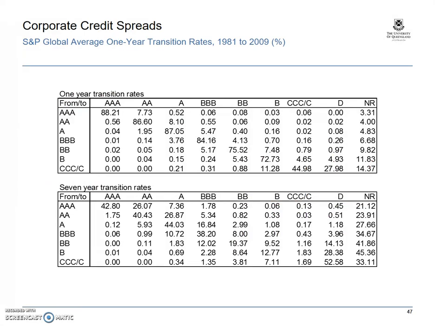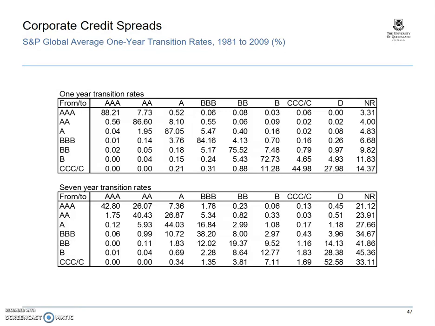Now these tables look at the transition rates, and so what this means is how likely is it that a bond which is currently rated AAA will still be AAA in, say, 1 year, as in the top table. The bottom table, we're looking at a 7-year period. So how likely is it that a company that was AAA at the beginning of the period, 7 years later, is still AAA rated? And so this shows you how likely it is that a firm will stay at the same level of credit quality over these different periods of time.